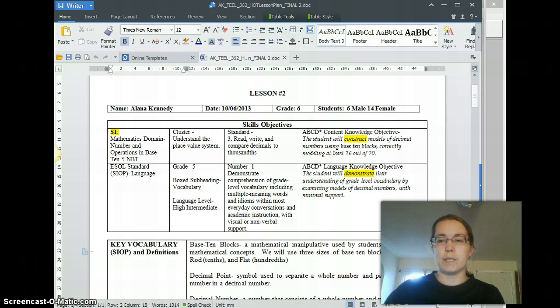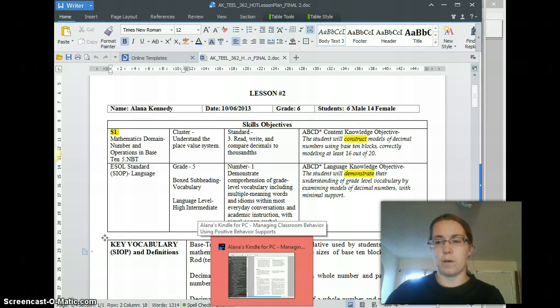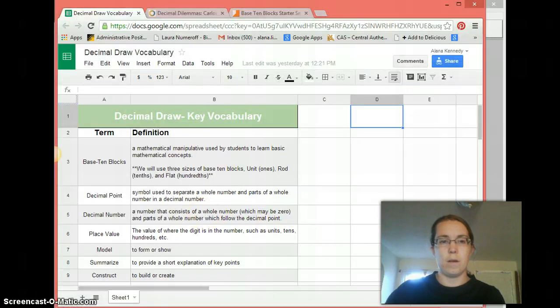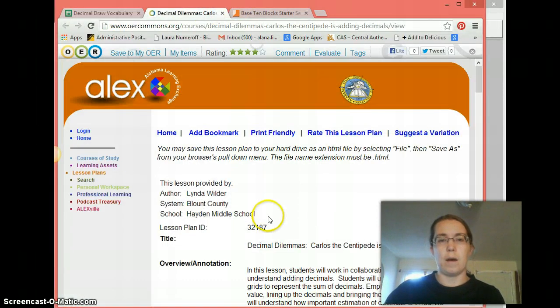The literature that I chose to integrate is not actually a children's book. It comes from a website called the Alabama Learning Exchange, and there are stories about centipedes. Carlos the centipede is one of the characters, and I thought that the centipede stories would relate well to decimals because centipedes have 100 legs.